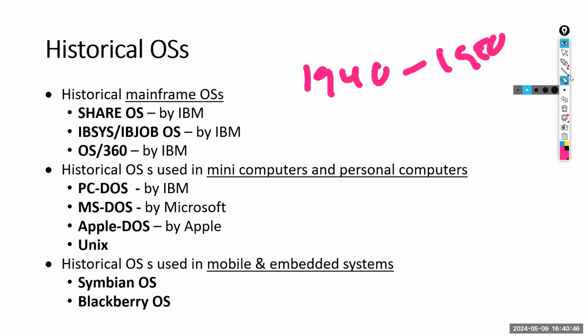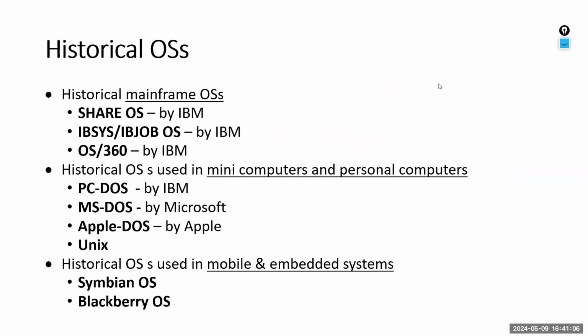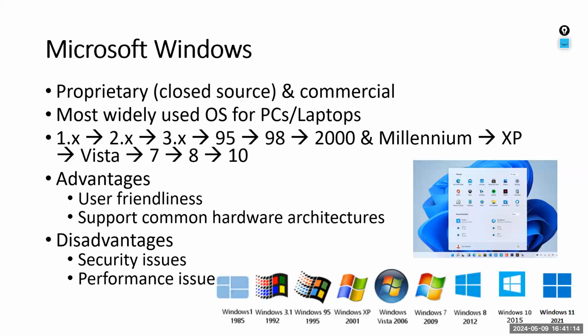Then came OSs for minicomputers in the 1960s and 70s. And later OSs for personal computers and laptops, like PC DOS, MS DOS, Apple DOS. Unix came to fulfill those requirements. And of course, there are some historical operating systems which we no longer use, like Symbian OS and BlackBerry OS. So we'll take a small break and then take some popular OSs one by one, with some important points.